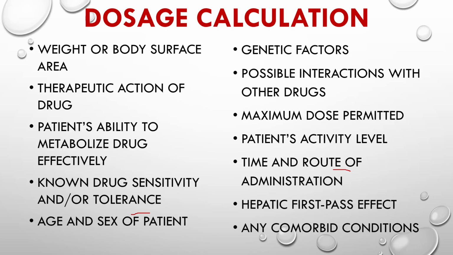And then any comorbid conditions like heart disease, liver disease, kidney disease, co meaning with, so other conditions that impact, especially again, our organs involved in metabolizing and eliminating the drug.